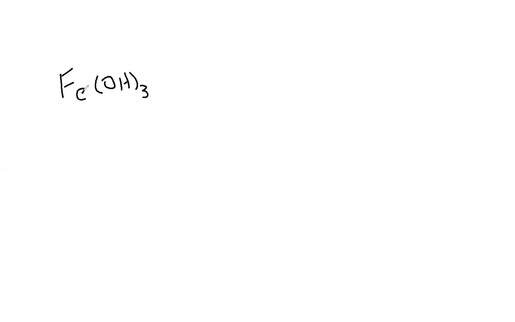Fe(OH)3. So this is iron, Roman numeral 3, hydroxide. And now we have to figure out if it's soluble or not. So we see that we have a hydroxide. So if we check our chart, hydroxides are usually insoluble. The exceptions are group 1 and ammonium. This is not an exception. So this would be insoluble. It would not dissolve to any appreciable extent in water.